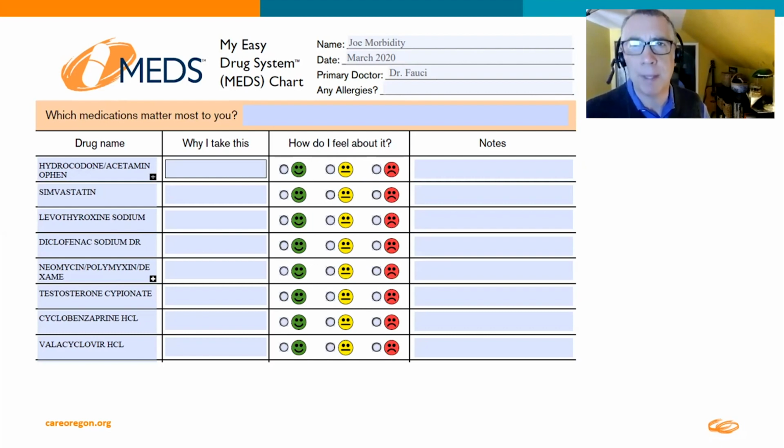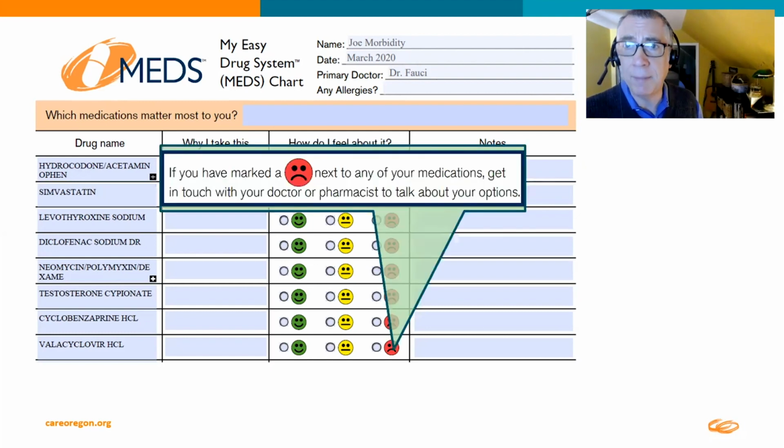So how does a chart work? We would pre-populate a meds chart electronically, like a fillable PDF, with all of those different medications from the claims database. And then we have that colorful Likert scale there, smiley, friendly faces, green, happy association, neutral, or a frowny face reaction. And if someone's marked a red frowny face next to one of their medications, it's a sign that there's a problem. They have a negative association with that medication.